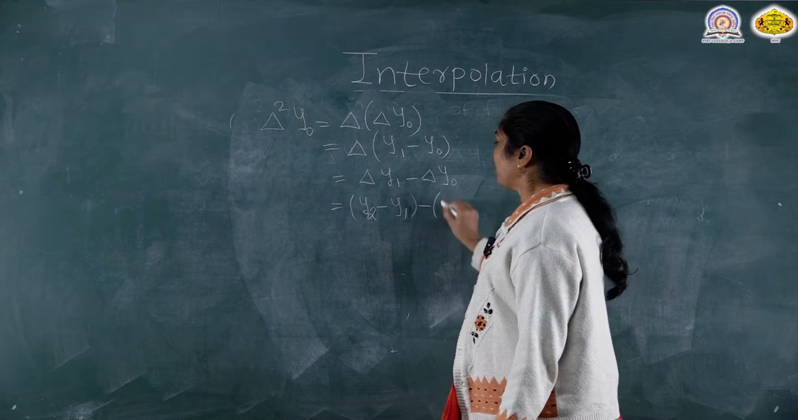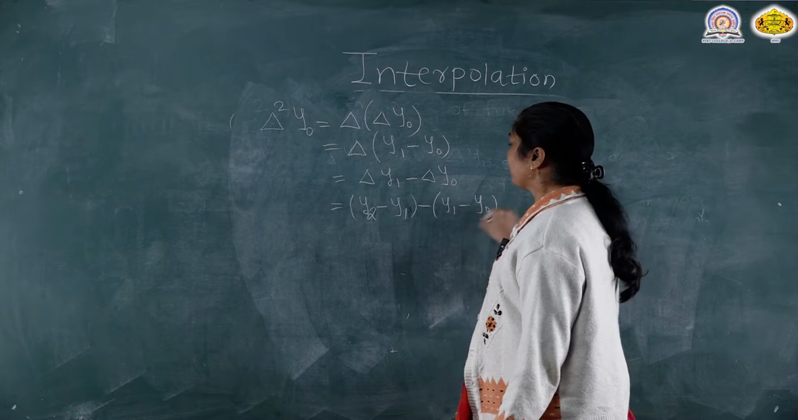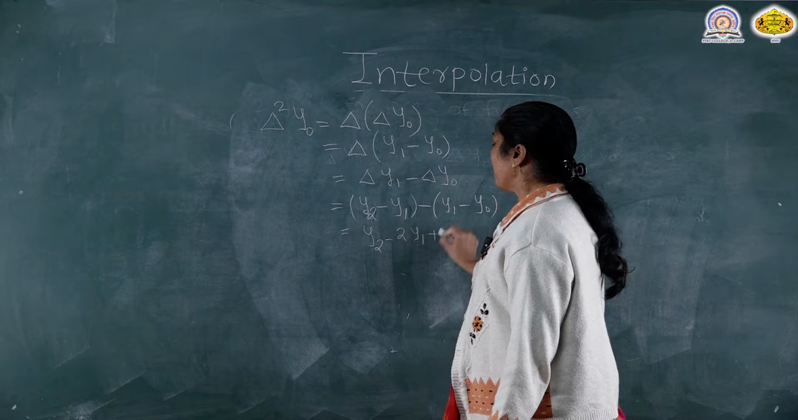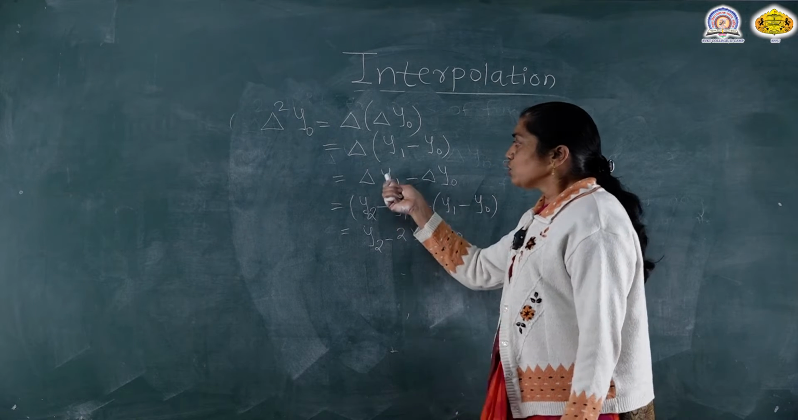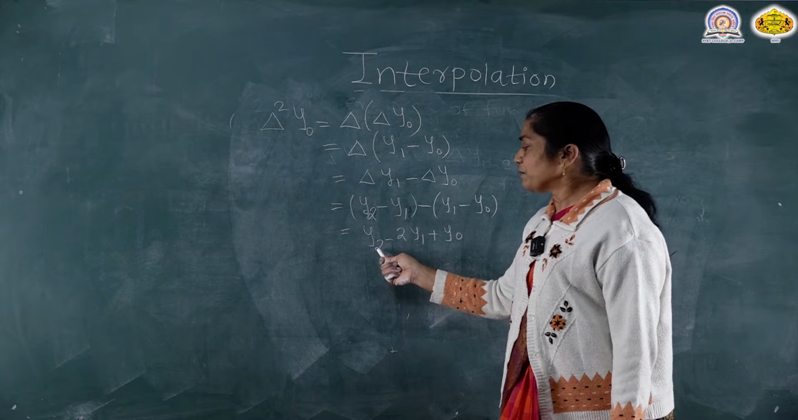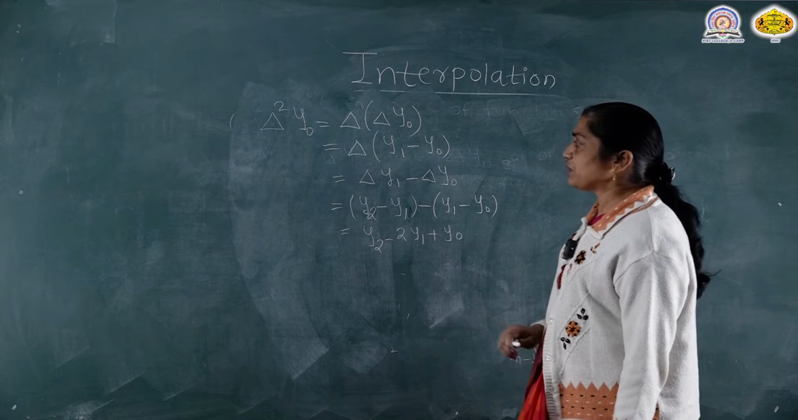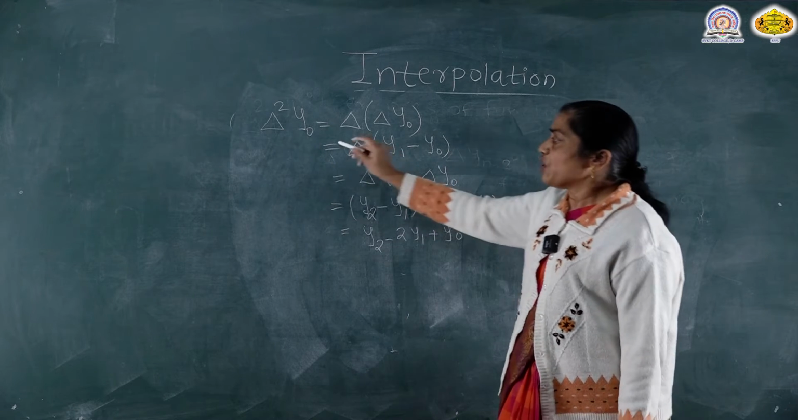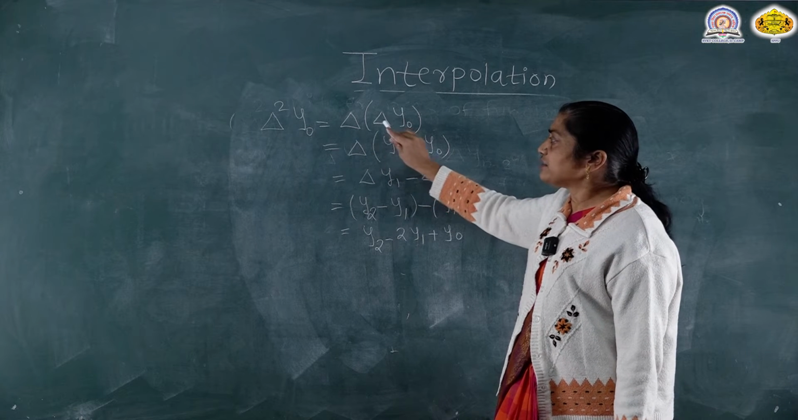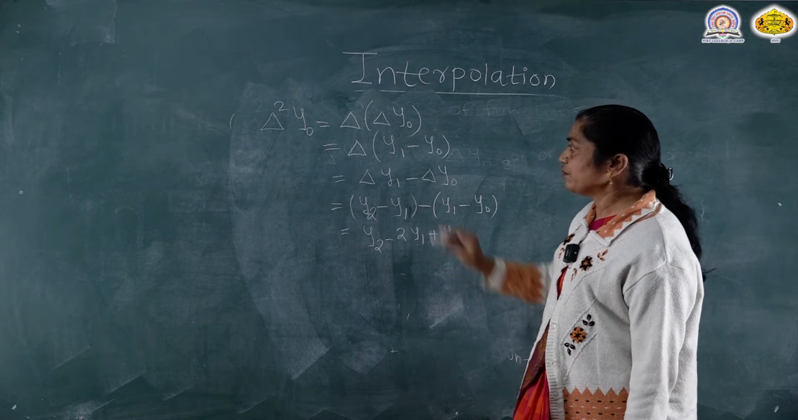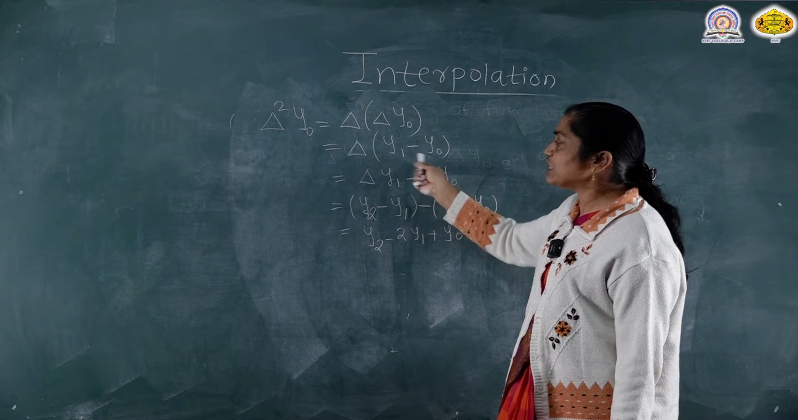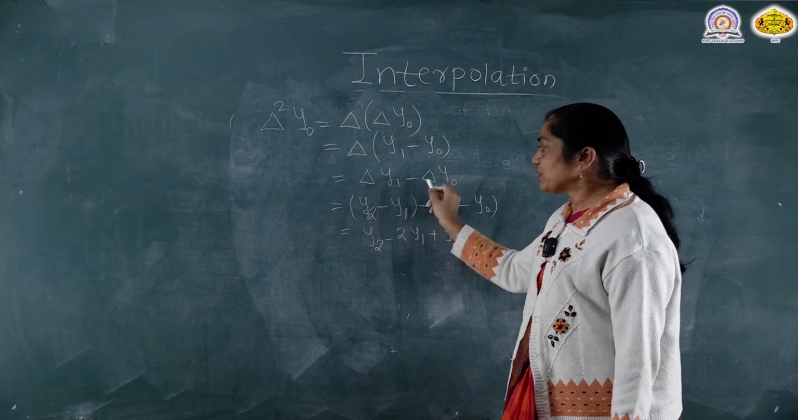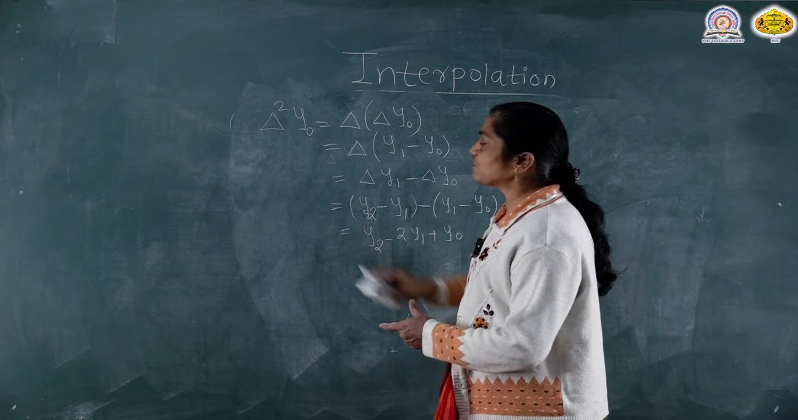y2 minus y1 minus y1 minus y0, and therefore it comes to be y2 minus 2y1 plus y0. So observe that delta square y0 comes to be y2 minus 2y1 plus y0. You can find any value of this delta square. We have found delta square y0 and it is nothing but delta into delta y0. Delta y0 is the difference between first differences, so y1 minus y0, and once you subtract this, we will get the answer delta square y0.